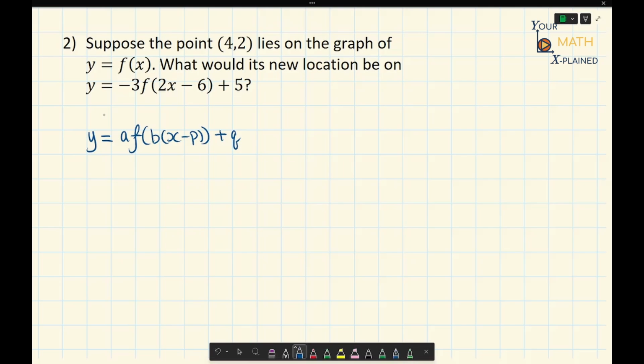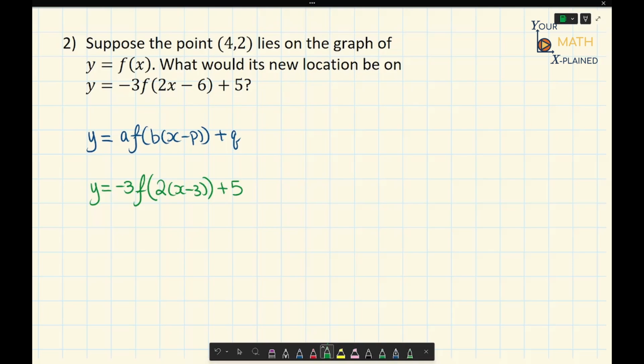So notice that there's one step we need to perform in order to get it into that form, and that is we need to factor out the coefficient in front of x. So we're going to get y is equal to -3 times f of, we're going to pull the 2 out in front, and then we're going to get x minus 3 in brackets, and then we have our plus 5.